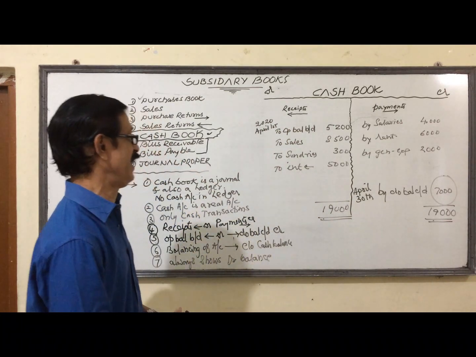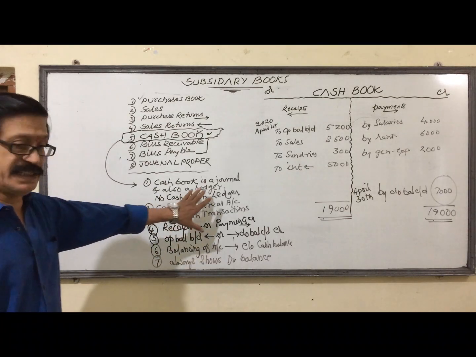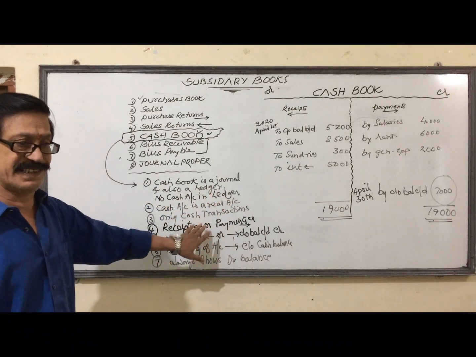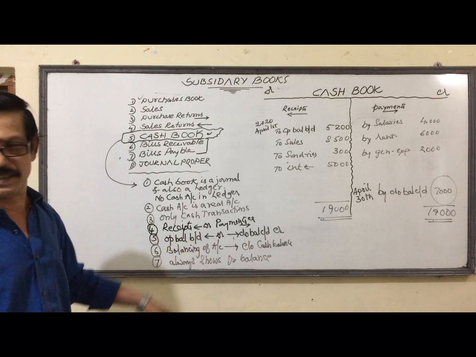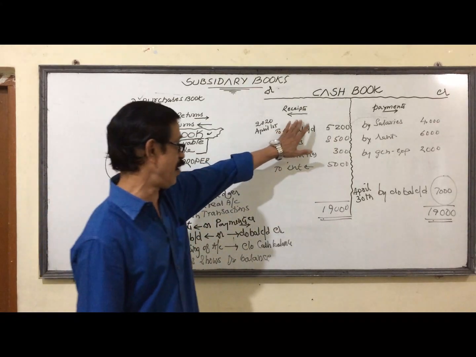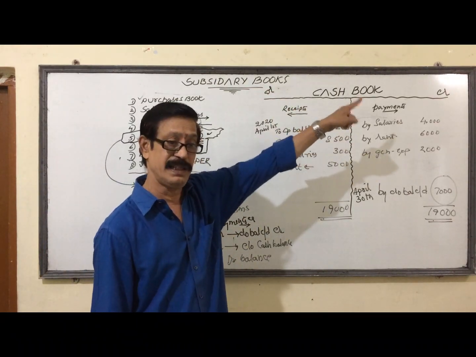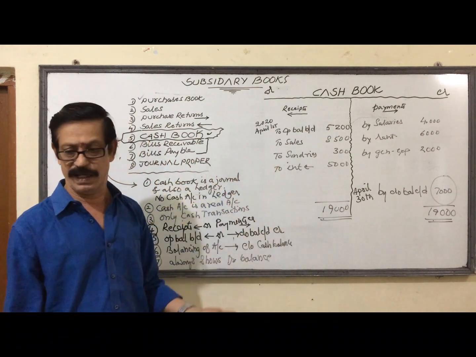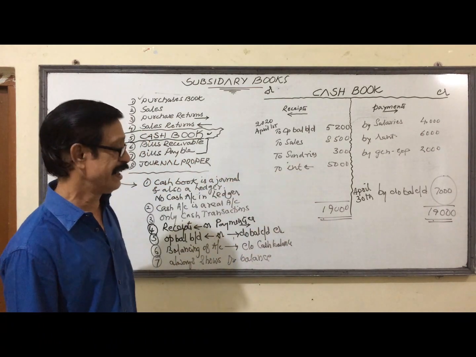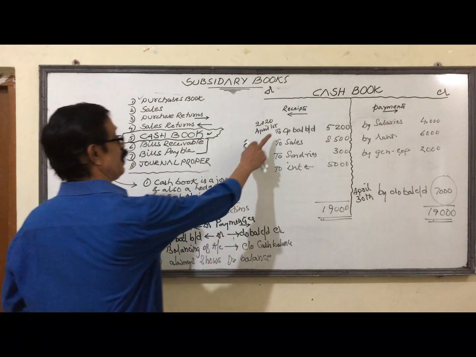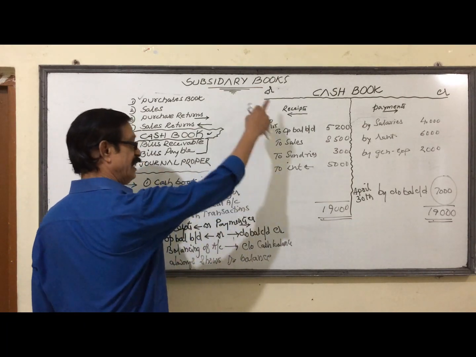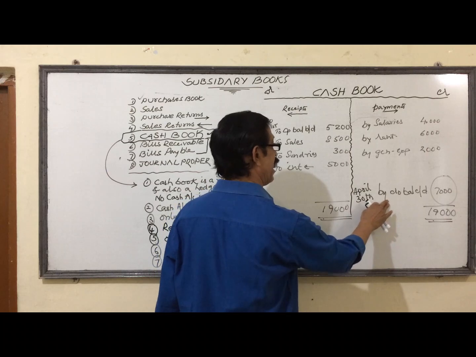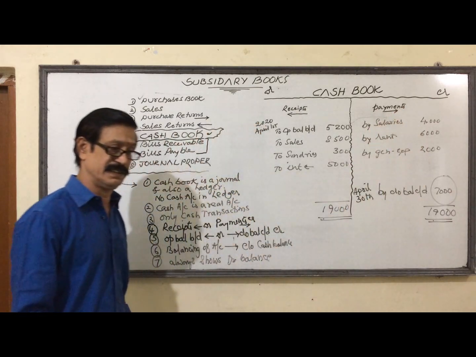Once again, last and final. The cash book is the journal as well as the ledger. It is a real account. Only cash transactions are recorded. Receipts are on the debit side. Payments are on the credit side. Whenever money is coming, enter on the debit side; whenever money is going, enter on the credit side. It starts with the opening balance brought down on the debit side and ends with the closing balance carried down on the credit side.